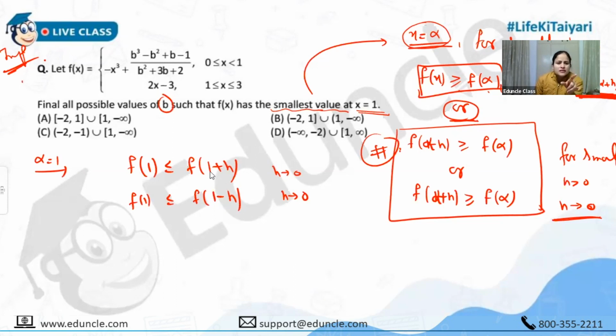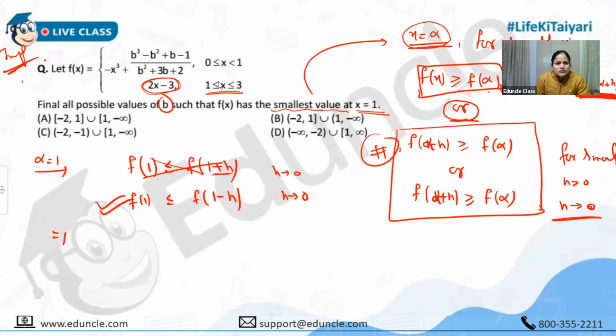So if I am taking f at 1 plus h, my argument is greater than 1, but here I am not having any b. So it is useless. So I need to take this.